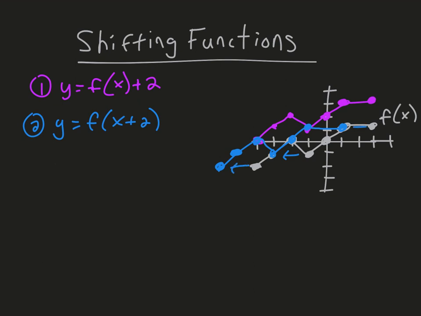Now let's talk about reflections. What would cause a graph to reflect? Well, one of the operations you could do is multiplying by a negative on the outside. This would cause a reflection over the x-axis. So you can see I've reflected these points over the x-axis because the y values are all getting multiplied by -1.